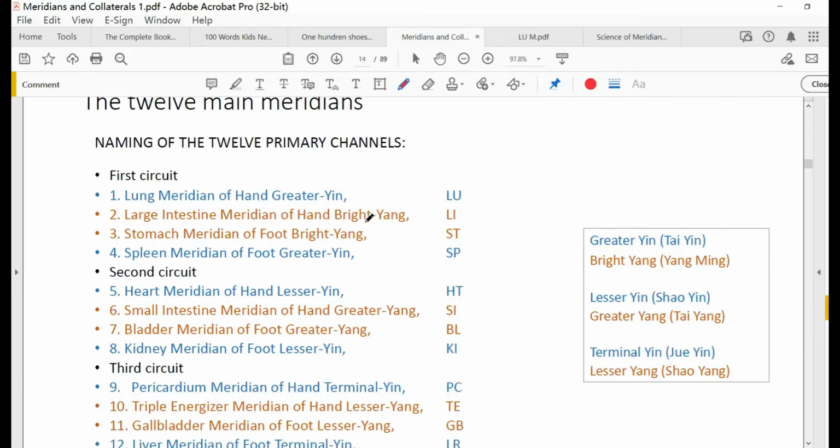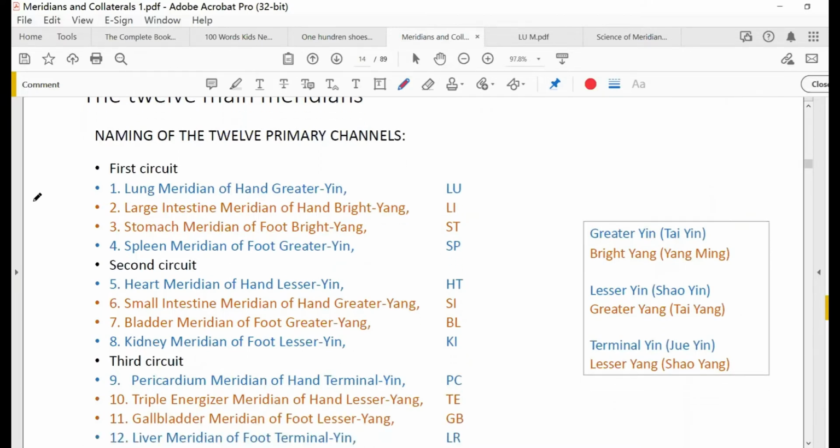Okay, take a look at these four names. We talk about the first and the second one. And the third one, stomach meridian of foot bright yang. So this one is the lower limb, right? Related to the lower limb, the lower part of the body, because it's the foot meridian.